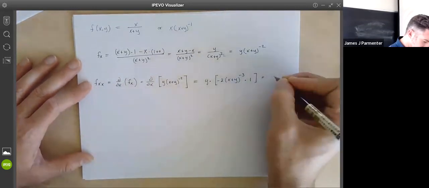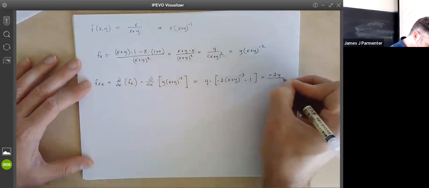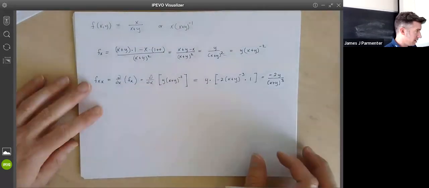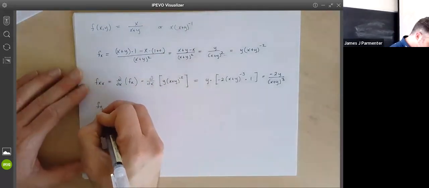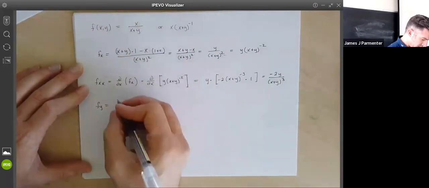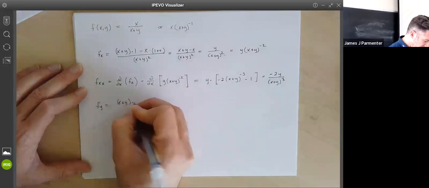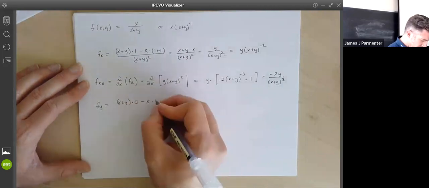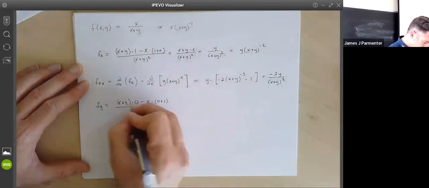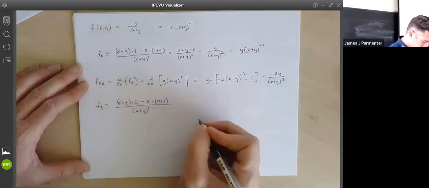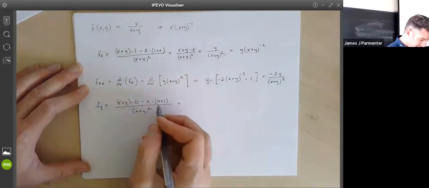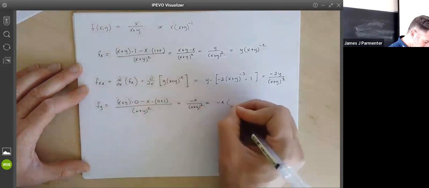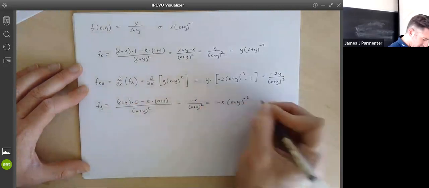And then we can simplify this a little bit. I would probably write this as -2y over (x plus y) to the third. All right, let's find the partials with respect to y. So fy, taking the derivative of this with respect to y, it's going to be the bottom times the derivative of the top, which is 0, minus the top times the derivative of the bottom, which is 0 plus 1, over the bottom squared. That ends up being just a negative x over (x plus y) squared. Or if we prefer, a negative x times (x plus y) to the negative second.